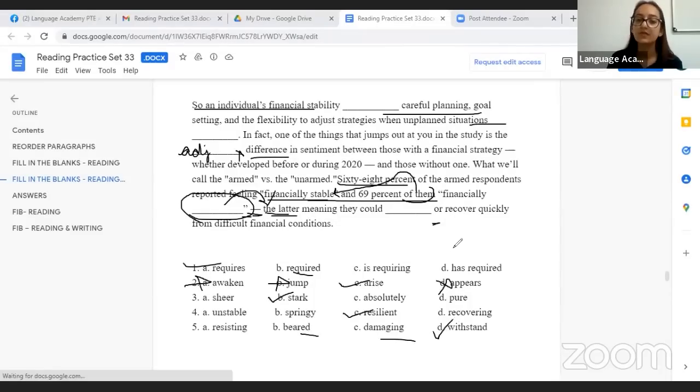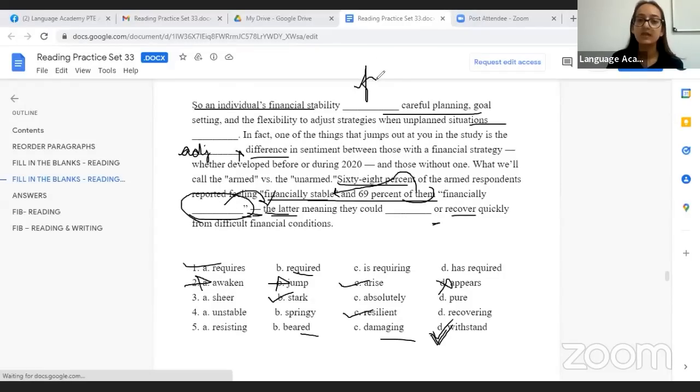Withstand is also first form. Recover is also first form. So we'll go with that. Withstand or recover quickly. Withstand means to bear the effect, or means to stay unaffected. So bearing means you are strong, you are facing it. That is to withstand the pain or whatever financial loss is happening in this context. That means to strongly face it, or otherwise recover quickly from those difficult situations. So these are the answers.